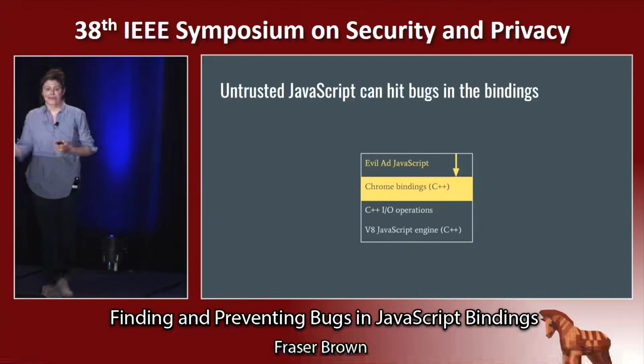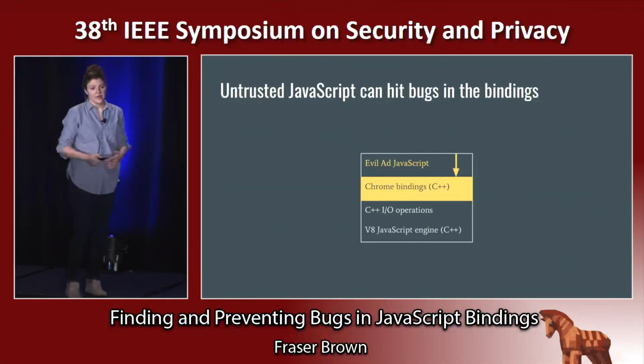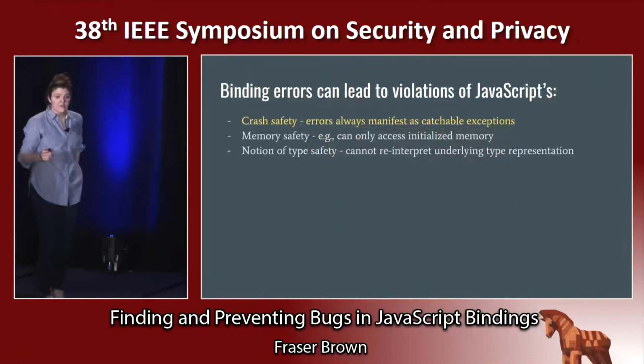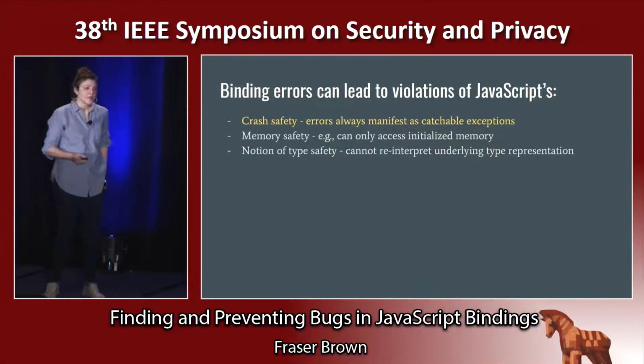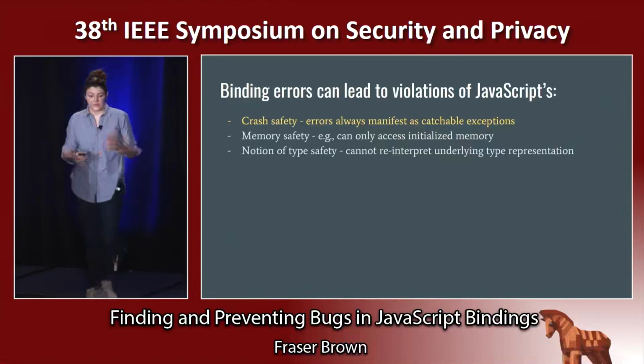And this doesn't just work with normal C++ errors like segfaults. Binding code, since it has to manipulate JavaScript objects, actually has many more ways of going wrong and crashing. And so this evil ad has all sorts of opportunities to just crash your tab. It doesn't just happen with crash safety either. Bindings are able to violate all sorts of JavaScript's fundamental safety guarantees.